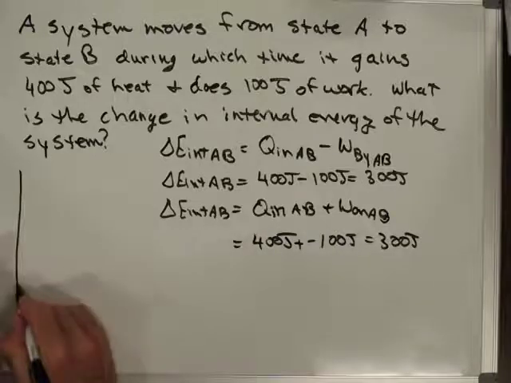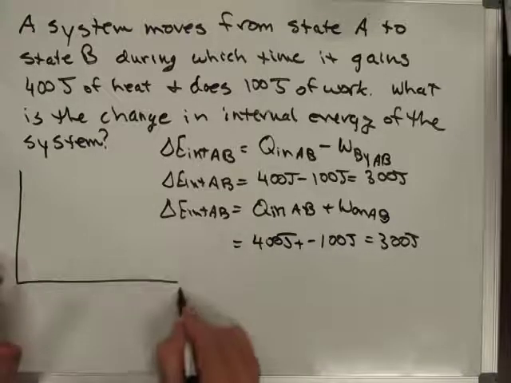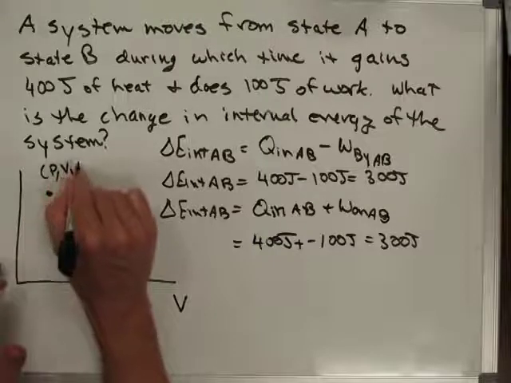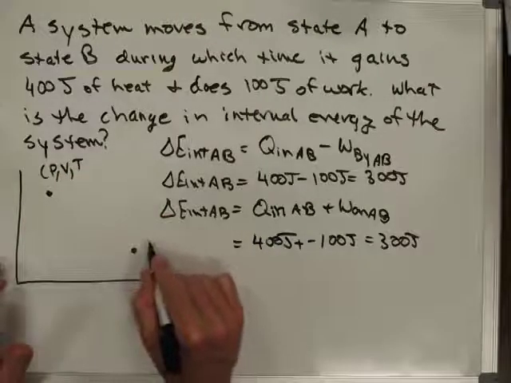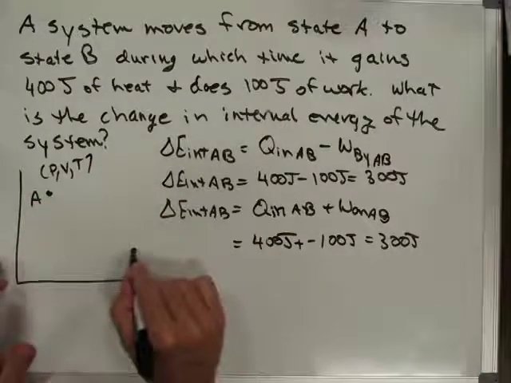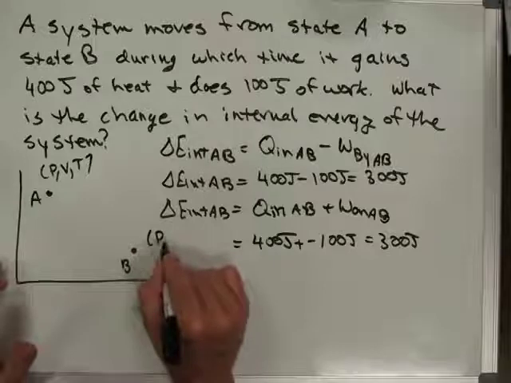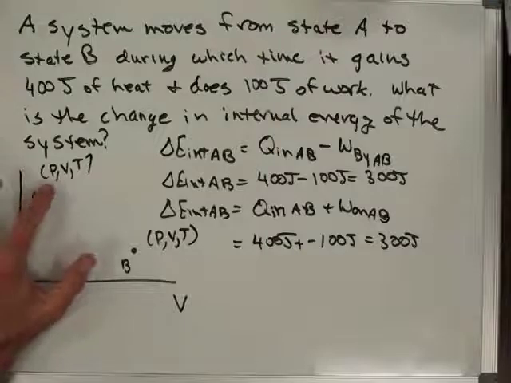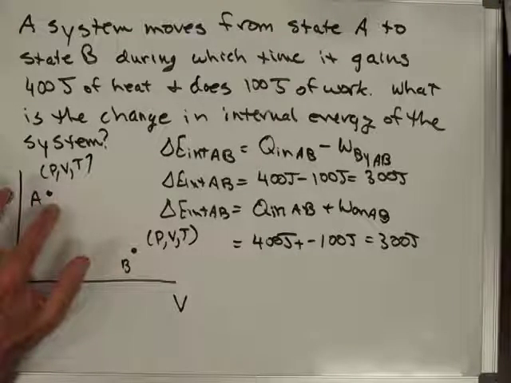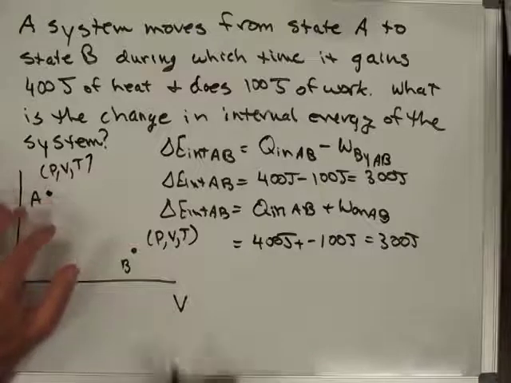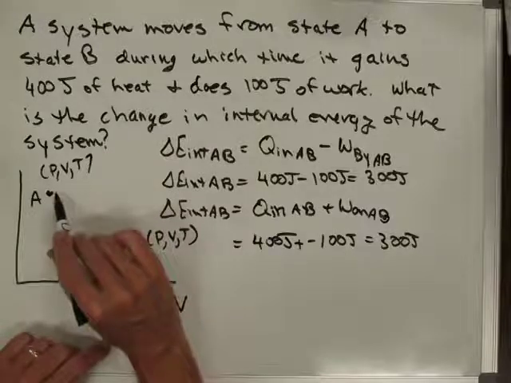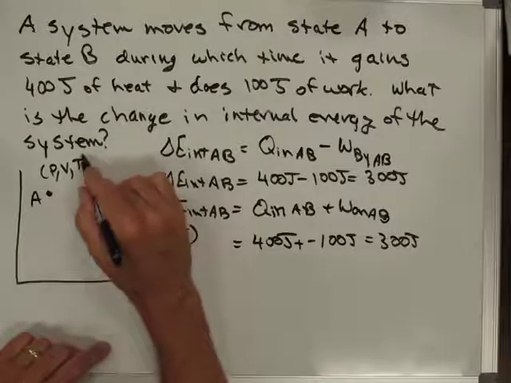So if you want, you can draw this actually on a PV diagram, right? I could just say, here's my pressure and here's my volume, and here is state A, and this is P, V, and say temperature. And here's state B. This is A, and this is state B, and this is P, V, T, right? And so when a gas is in a specific state, it's got a specific internal energy that's determined by that state. If it's a monatomic gas, the internal energy is just 3/2 nkT, right? And so once the state is specified, its internal energy is specified.